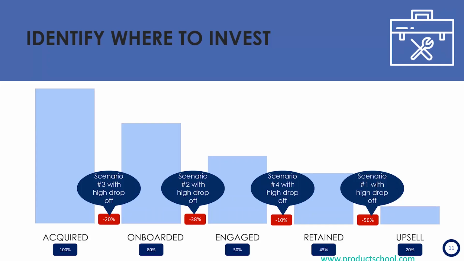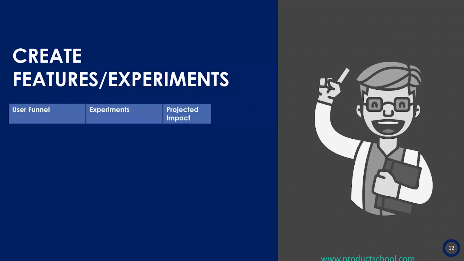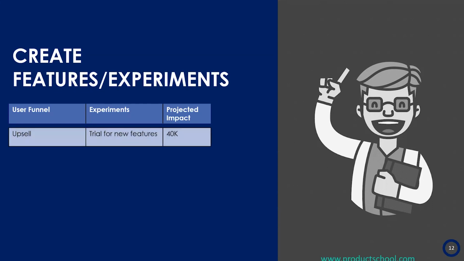So now that we have this view of saying 1, 2, 3, 4, I am going to start creating my features. I'm going to start adding names to it. I'm going to start adding projected impact to it. So here you can see 3 columns. I have broken it down into where in the user funnel they are, what experiments do I think make sense, and the projected impact. Because I said 56% is my upsell drop-off, that's going to be my logical step, so that's going to be my first plan of attack.